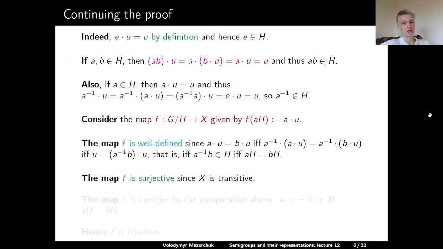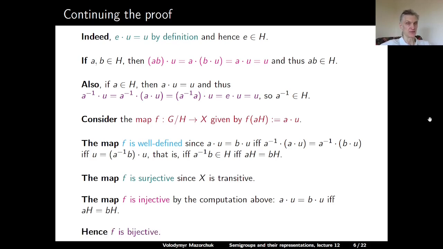Next, it is surjective because X is transitive. And this map is injective by exactly the same computation which we just did: A applied to U is equal to B applied to U if and only if AH is equal to BH. And this means that F is bijective.